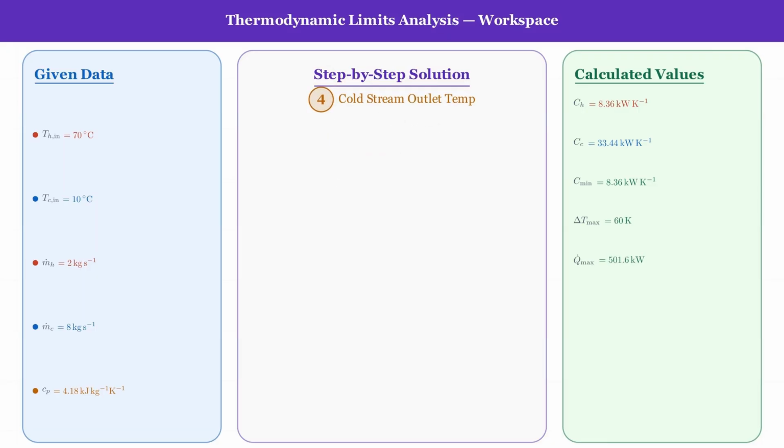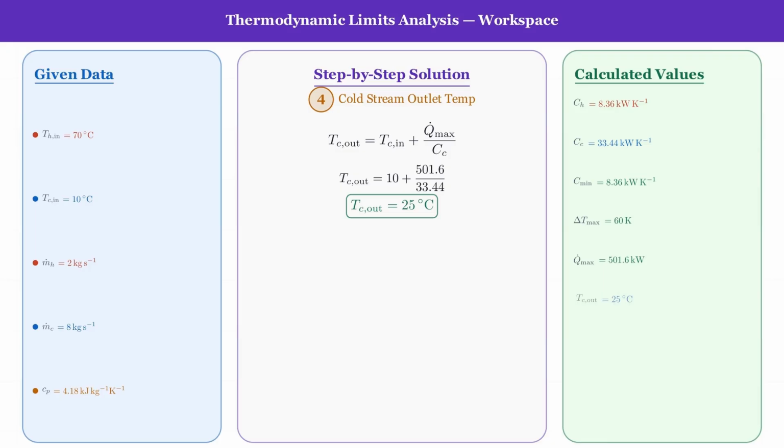Step 4. Determine the outlet temperature of the cold stream. Now that Q dot max is known, we can apply the steady-state energy balance to each stream individually to find the outlet temperatures. For the cold stream, the outlet temperature is the inlet temperature plus the heat absorbed divided by the heat capacity rate. Tc out equals Tc in plus Q dot max divided by Cc. 10 degrees plus 501.6 divided by 33.44. Tc out equals 25 degrees Celsius. The cold stream is heated from 10 degrees to 25 degrees, a rise of 15 degrees.